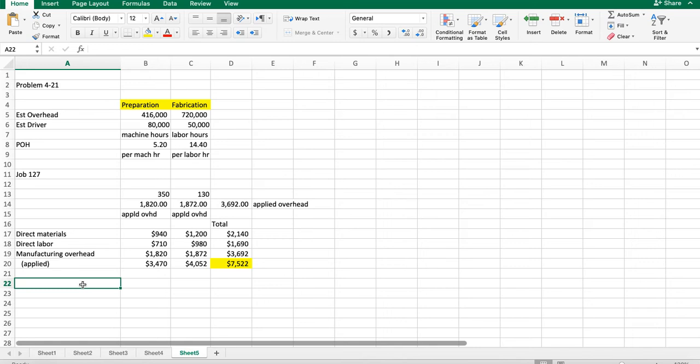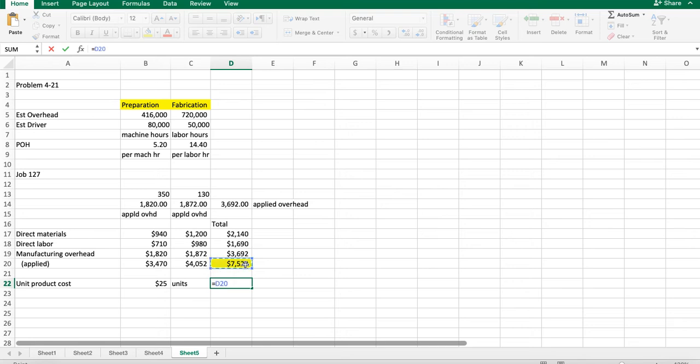Then it says, if the job contained 25 units, what would be the unit product cost? So our unit product cost, if there are 25 units, would be the job cost divided by the number of units. And that comes to $301 per unit. And if you're doing this in Connect and they ask for 2 decimal places, make sure you're paying attention to that.